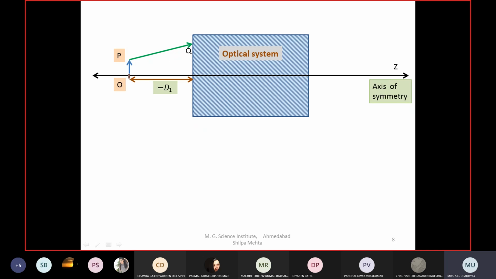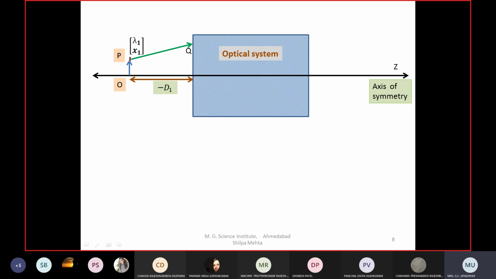Thousands of rays start from the object, but we cannot show thousands, so to understand we consider only one ray, from the top. So this is the PQ ray.